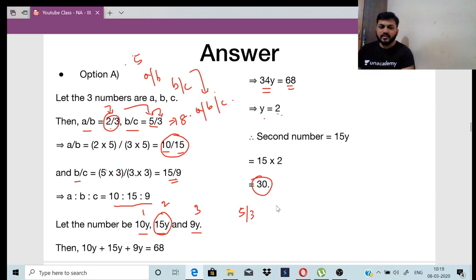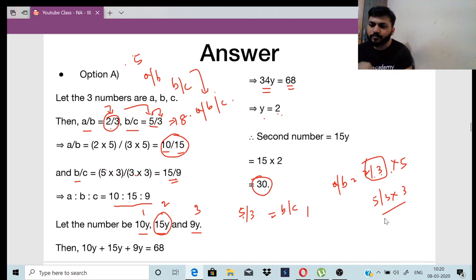I will tell this again. They have given B by C as 5 by 3, and A by B is 2 by 3. So this is basically 2 is to 3 is to 5 is to 3. 2 by 3 into 5 and 5 by 3 into 3. So you calculate the whole equation, 10 is to 15 is to 9. Then you'll get the answer for y. From there, get the answer for the second number. Clear everyone? Shall I move on to the next question now?